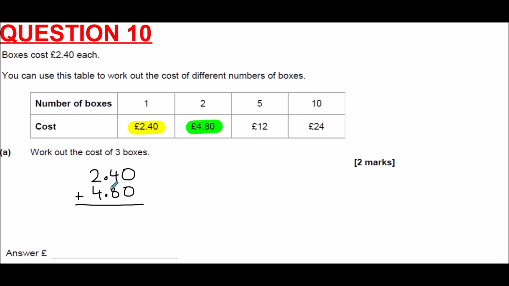We can do this just using column addition. 0 plus 0 is 0. 4 plus 8 gives us 12. So we can put the 2 down, make sure the decimals line up by the way. And the 1 in 12 we carry on to the next column. And finally we've got 2 plus 4, which is 6, plus the carried 1 gives us 7. And so the cost of 3 boxes comes to £7.20.